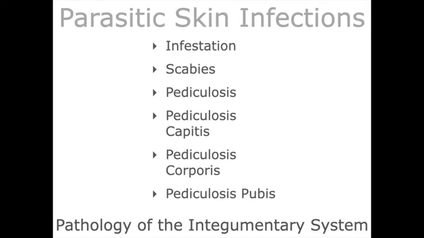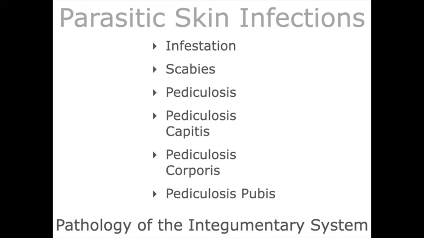An infestation is the dwelling of a parasite on external surface tissue. Some parasites live temporarily on the skin, others lay eggs and reproduce there. Scabies is a skin infection caused by an infestation with the itch mite. Pediculosis is an infestation with lice.